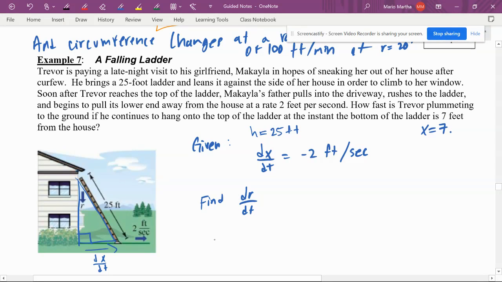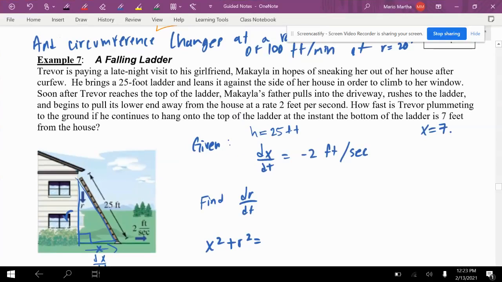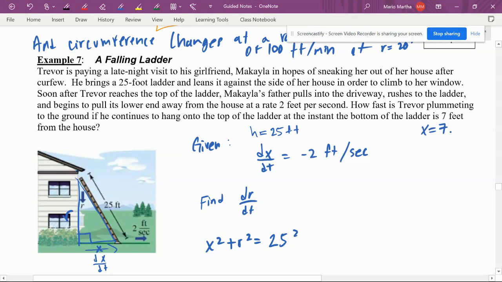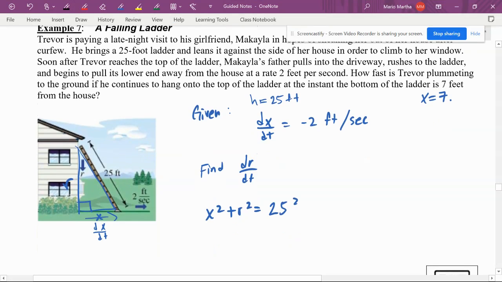In order to do that, we're going to have to use the Pythagorean theorem, because this is just r and this would be x. So we can say x squared plus r squared equals 25 squared. And then here we're going to take the derivative. So that's going to be 2x times dx/dt plus 2r times dr/dt equals 0. The derivative of 25 squared is 0.